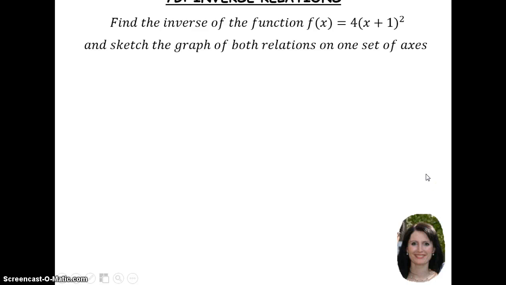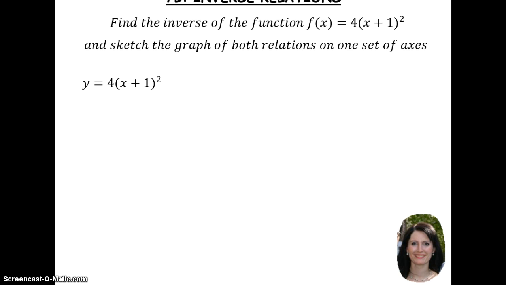Guys, today we're looking at exercise 7B, and this is talking about inverse relations. So up until this point, we've considered that if a function isn't one-to-one, it doesn't have an inverse. But that's not strictly true. If a function is not one-to-one, it has an inverse, but the inverse will be a relation rather than a function. So here, they're asking us to find the inverse of the function f of x is (4x plus 1) squared, and they want us to sketch both relations on the one set of axes.